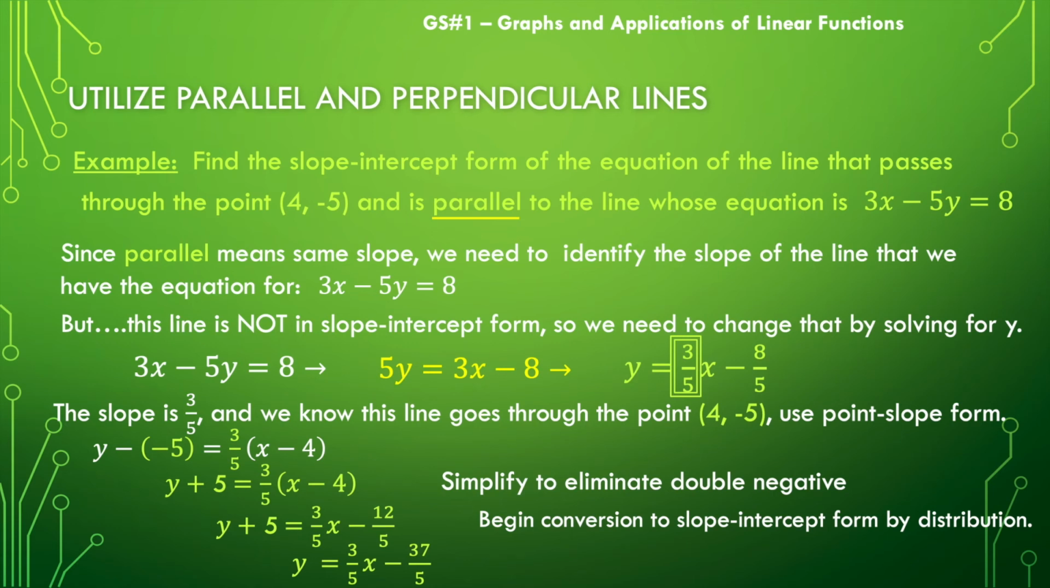And you may be thinking to yourself, why the heck did that happen? And that's because to subtract 5 from negative 12/5, you would need a common denominator, which means you would multiply by 5 over 5. We are really subtracting 25/5 from negative 12/5, and that's where that negative 37/5 comes from. You are welcome to use a calculator to get that.